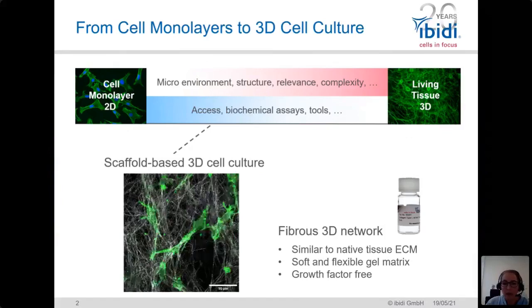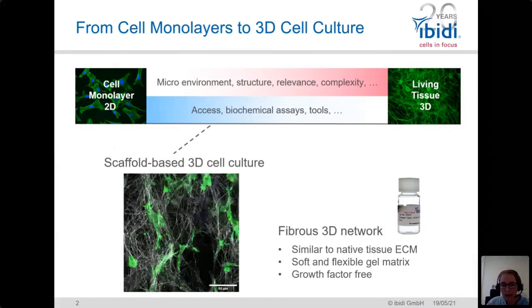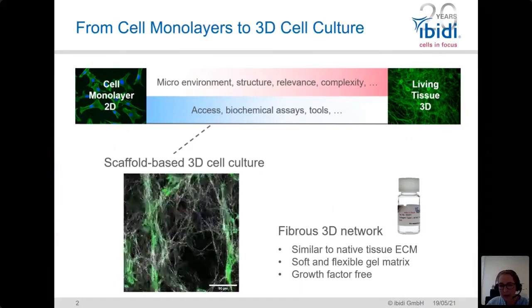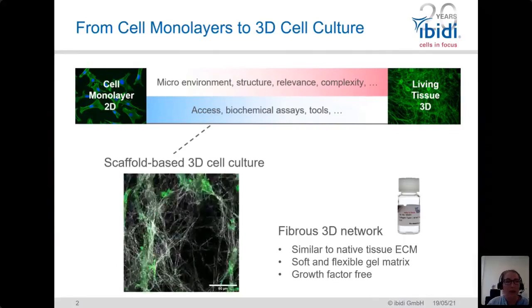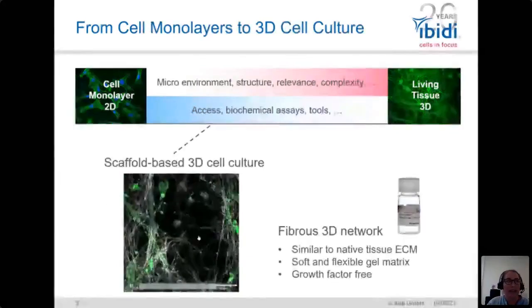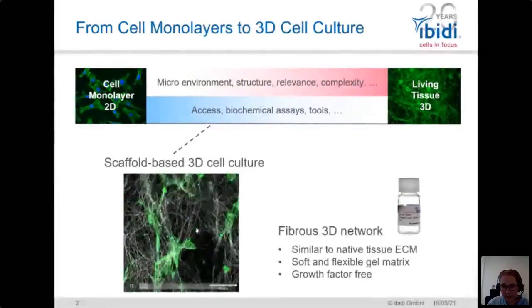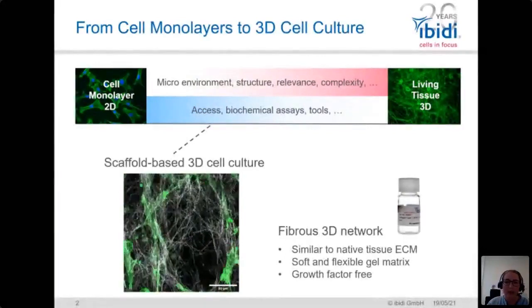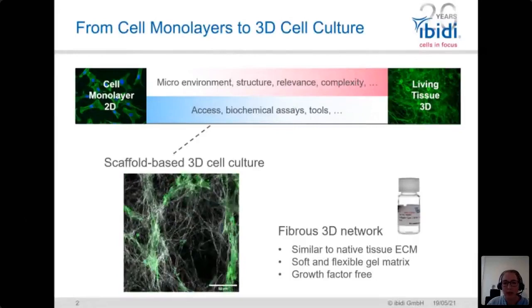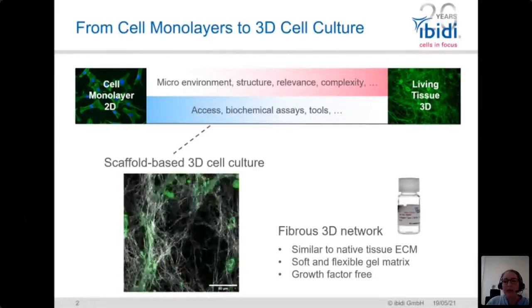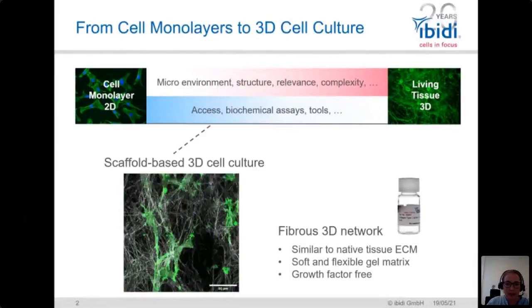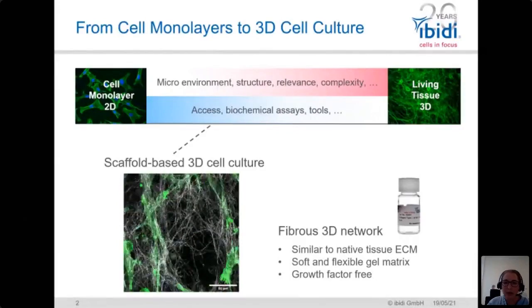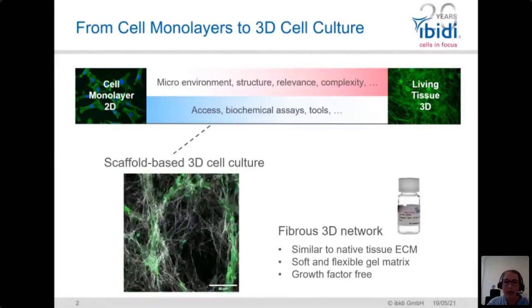This is also called scaffold-based 3D cell culture, and in this little movie here, we see an example of cancer cells in a collagen matrix. The cells are labeled with actin in green, and in white you can see the collagen fibers imaged with a confocal refractive microscopy.